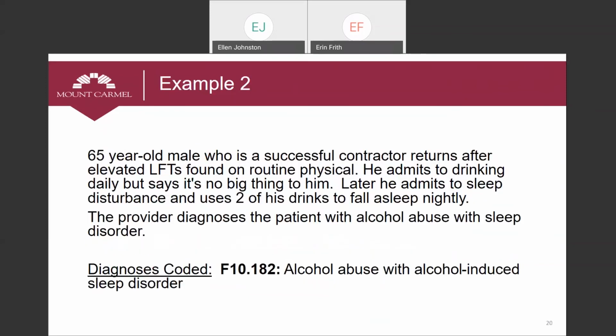Our second example is a 65-year-old male who is a successful contractor. He returns to the office after elevated LFTs are found on a routine physical. He admits to drinking daily but says it's no big deal to him. Later, he admits to sleep disturbance and uses 2 drinks at night to fall asleep. The provider documents the patient has alcohol abuse disorder with alcohol-induced sleep disorder. The correct diagnosis code to use would be F10.182, alcohol abuse with alcohol-induced sleep disorder.